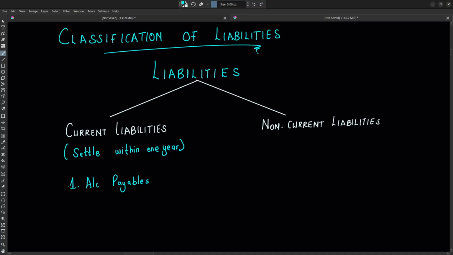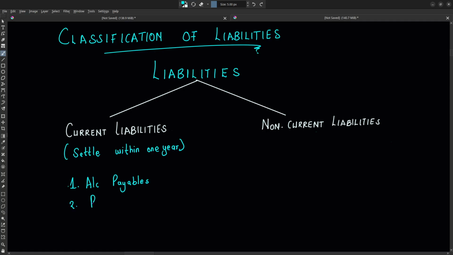Let's say you're in a business of buying and selling. So you owe some money to the people you bought from, that is your suppliers. This is something you need to settle. We expect credit to businesses to be paid within a period of 1 year. So the first one is accounts payable.